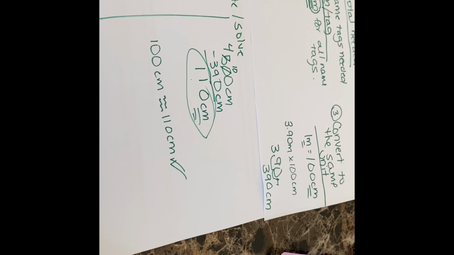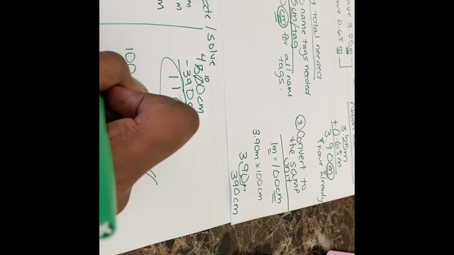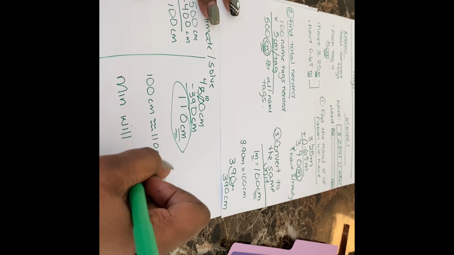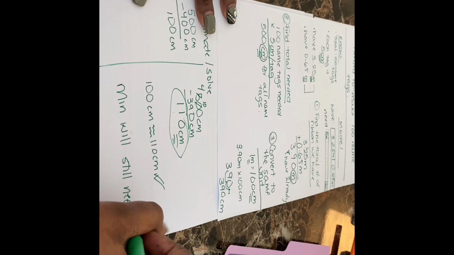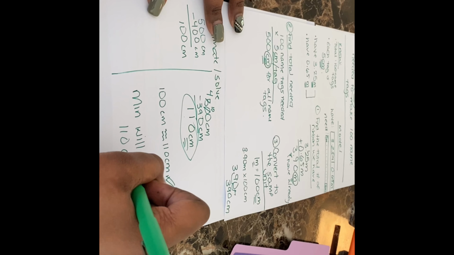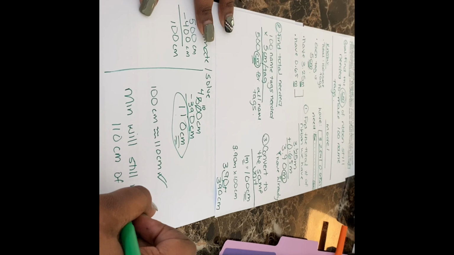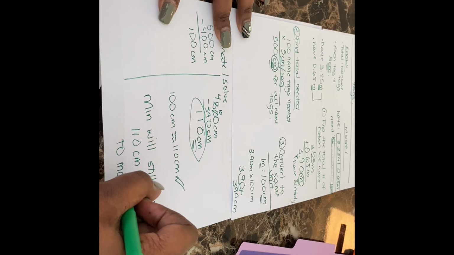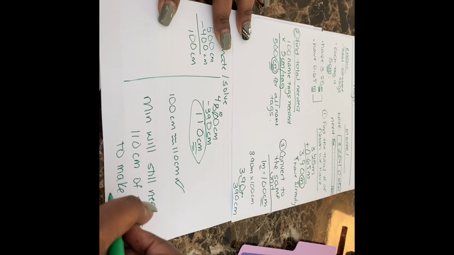Of course, last thing, we need to write our final sentence. So our final sentence will read, he will need 110 centimeters of ribbon to make 100 name tags.